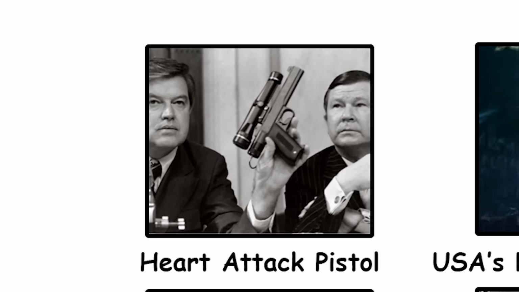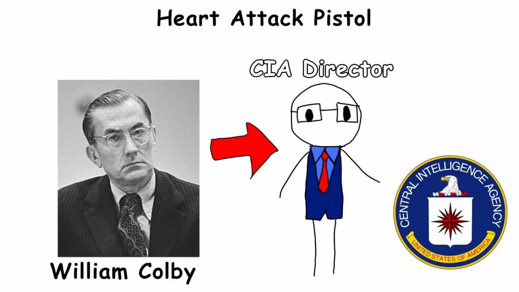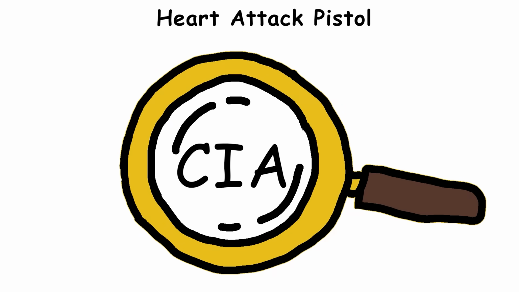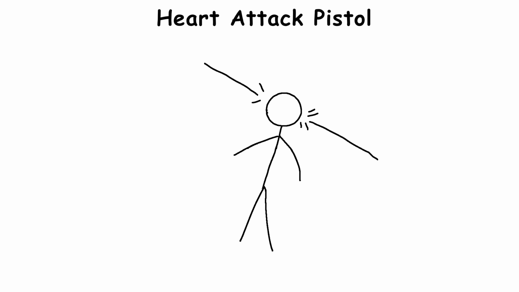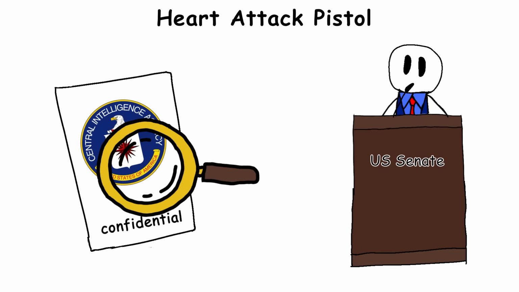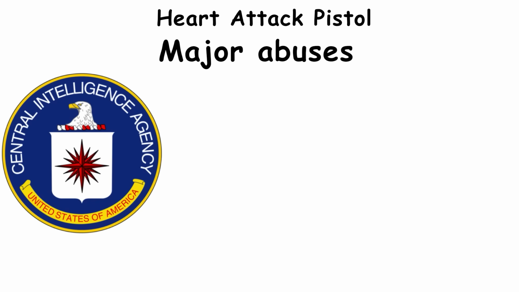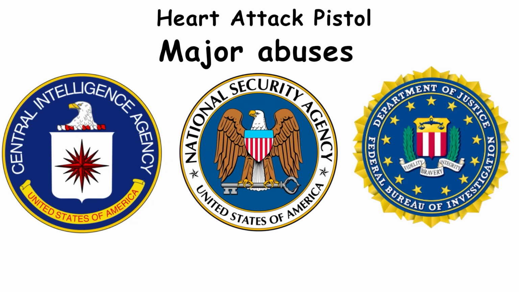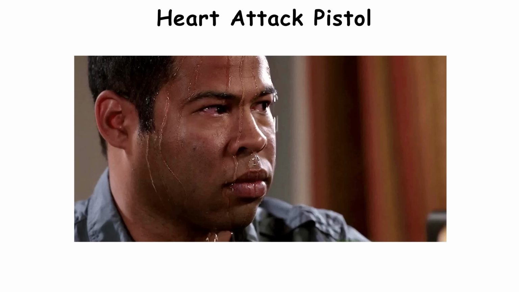Heart attack pistol. In 1975, William Colby, the CIA director at the time, had to testify in front of a committee that was investigating the CIA. This happened because there were many accusations of assassinations of foreign and American politicians from the CIA, so the US Senate put it under investigation for alleged covert action abuses, which resulted in 14 reports of major abuses by the CIA, FBI, and NSA. However, there was an accusation, or conspiracy theory, that was much more worrying than the rest of them.